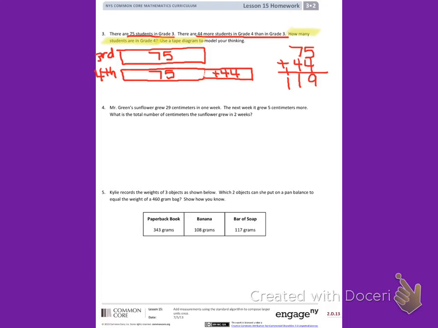Now to answer the question in words, how many students are in grade 4? There are 119 students in grade 4.